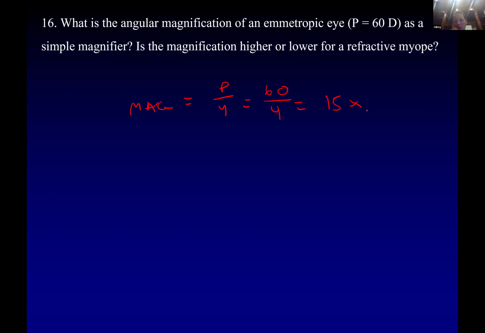So it's basically saying that when you look through a direct ophthalmoscope, the optic nerve, say, is approximately 15 times as big as if you pulled the optic nerve out of the eye and held it at 25 centimeters and looked at it. And then because it's power over 4, a refractive myope has more power, so you'd have a bigger number over 4, like 64, say, over 4, and so if they're a refractive myope, you get a higher magnification.